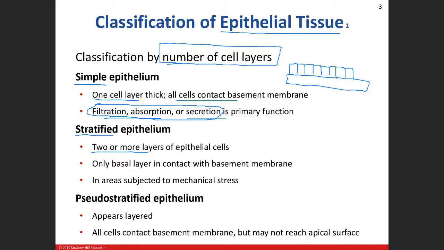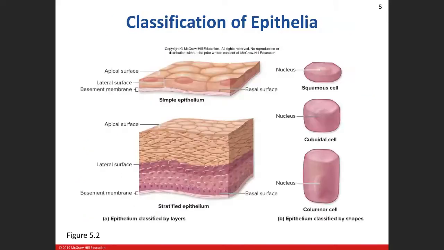So this next statement here says only the basal layer is in contact with the basement membrane. At this time, you probably don't know what basal means. Basal begins with a B, bottom begins with a B. So that means if we have stratified epithelium that's 10 layers thick, the bottom layer, I'll show you right here on this picture, is in contact with the basement membrane.